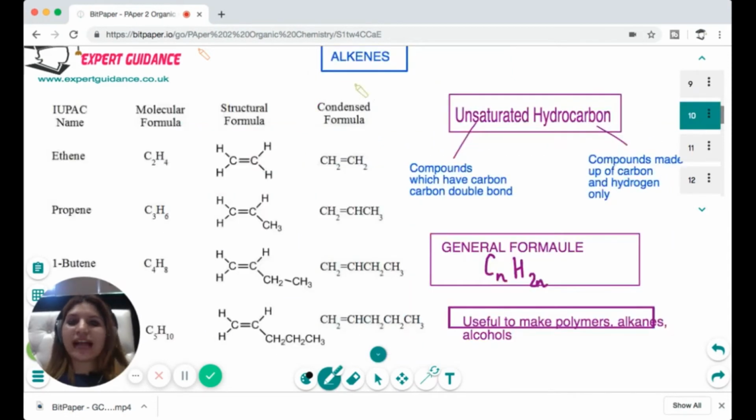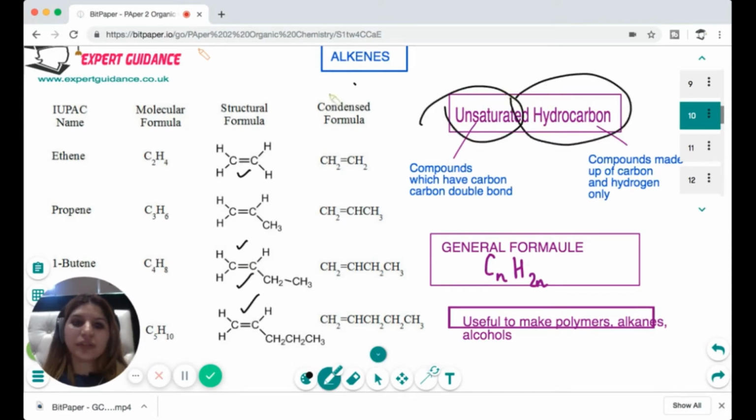Now, what is alkene? Since alkene has a double bond, it is an unsaturated hydrocarbon. So alkenes are unsaturated hydrocarbons, that is, compounds made up of carbon and hydrogen only, where a carbon-carbon double bond is present. The general formula is CnH2n, and they are used to make polymers, alkanes, and alcohols, and we'll be seeing next how we can do that.